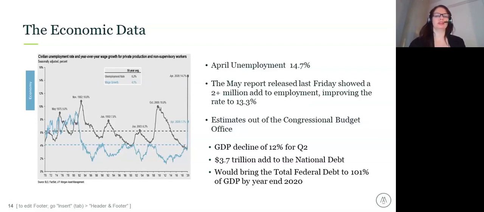Forward-looking estimates out of the Congressional Budget Office are also a little bit dire, with the CBO looking for GDP to decline by 12% for the next quarter, equivalent to a 40% annualized drop. They're looking for a $13.7 trillion add to the national debt this year, before factoring in the phase 4 stimulus deal, and that's rumored to be in the works. This would include the cost of the fiscal stimulus so far, plus impacts of the economic shutdown on federal revenues. This would bring the total federal debt to the highest level since World War II, placing it around 101% of GDP by the end of fiscal year 2020.